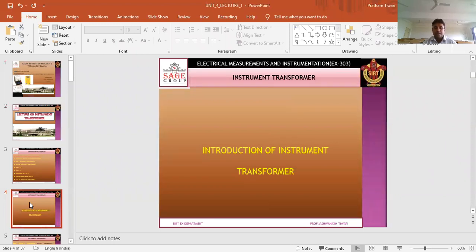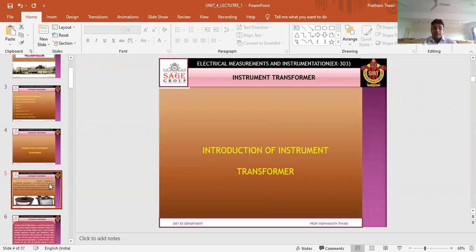The instrument transformer may be defined as a normal transformer which has two windings. Number one is the primary winding and number two is the secondary winding. The basic principle of a normal transformer and an instrument transformer is the same. An instrument transformer works as a step up or a step down transformer as per our need.